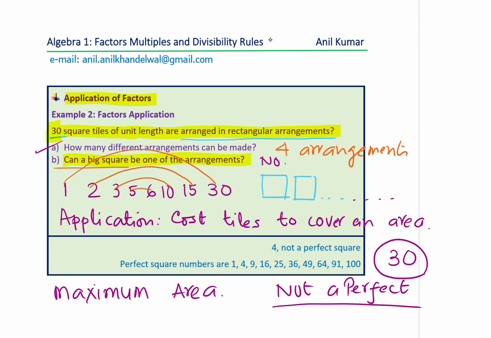So you have to look into the product. If it is a perfect square, only then you can form a rectangular area which is square in shape. Perfect. Otherwise, what you get is a rectangle. So that also is kind of a definition for a square, right? Okay, so this is very important. I hope you appreciate it.